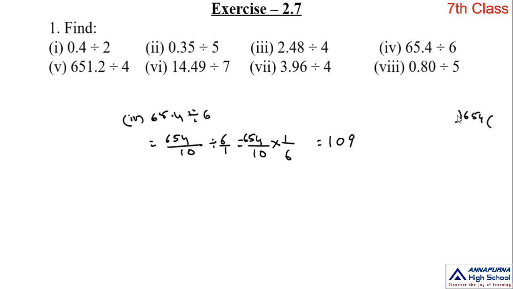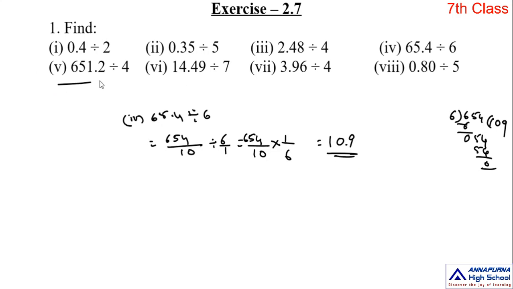654: divide here. 6 ones are 6, 0. 5, it is not possible, so put 0 and bring down the other digit. Now in 54, 6 is 9 times. So the answer is 109 by 10. Now you make the similar placement of the decimal point. After how many digits? 1. So you count 1 digit from the right, put the point, which is equal to 10.9.